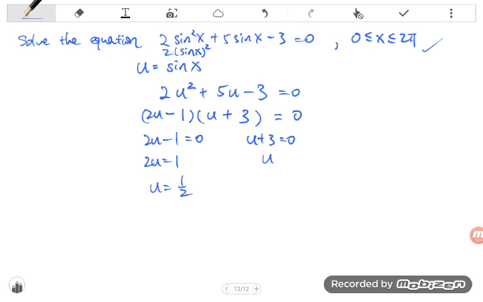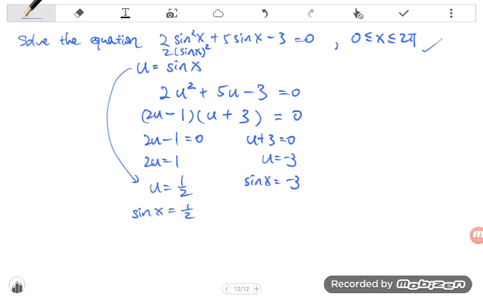Or I can have u is equal to negative 3. Yay, we have just solved for our u. But again, the question is not asking us to solve for u because u was something that we introduced. So let's try to convert back to x. My u represents sine x. So I'm going to say sine x is equal to half. And here, sine x is equal to negative 3.